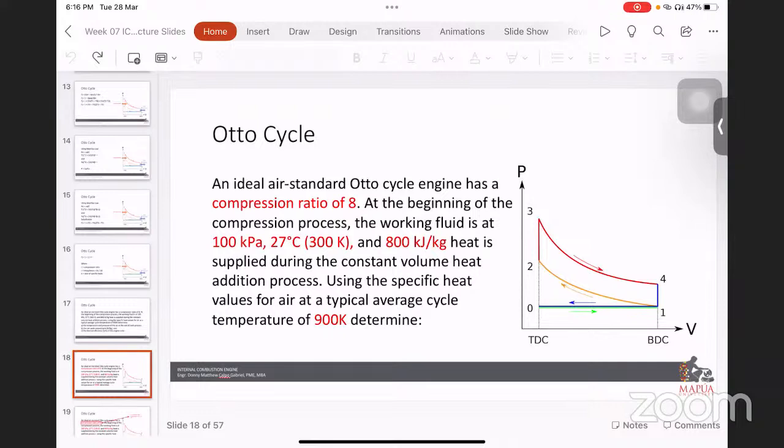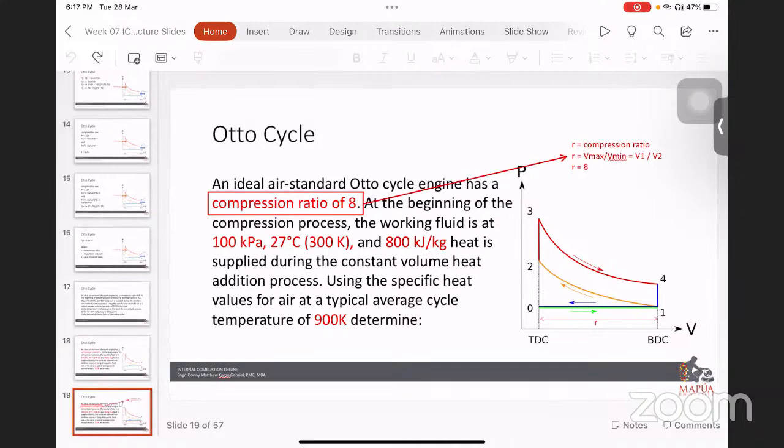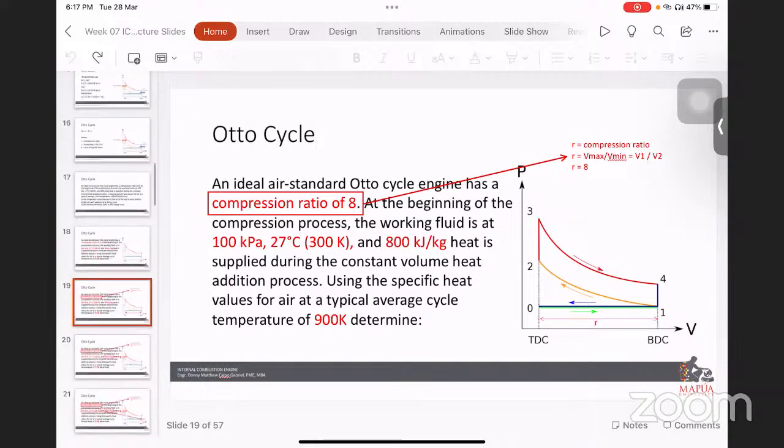Let's see kung ano-ano ang meron sa given natin. So first, yung sinabi dito, compression ratio. At the compression ratio, makikita natin, we have compression ratio is equal to V max over V min or V1 over V2 or V4 over V3. Tapos binigyan na sa atin yung compression ratio at 8. Also given to us is yung heat addition natin. Heat is supplied, so heat addition, so that's the process between 2 and 3.